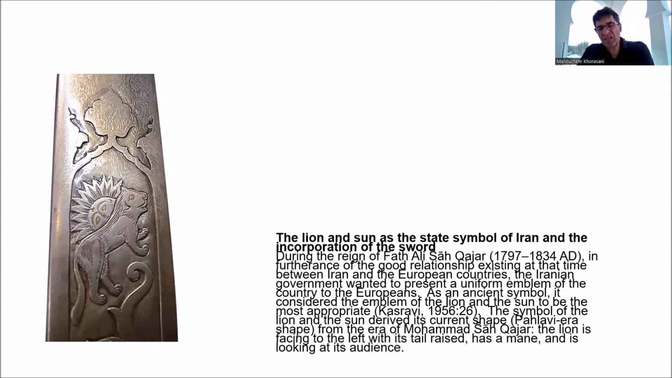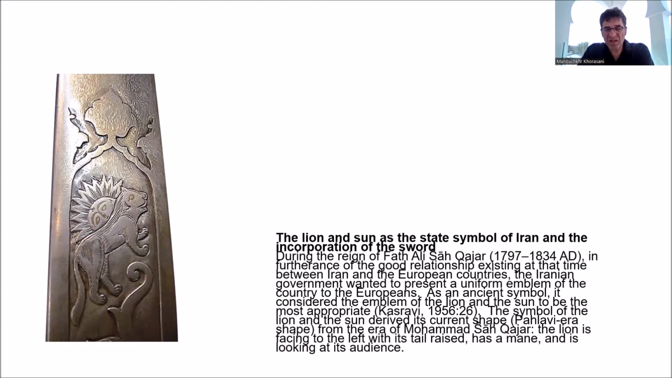Lion and the sun as the state symbol of Iran, and the incorporation of the sword during the reign of Fath Ali Shah Qajar. In the furtherance of the good relationship existing at the time between Iran and the European countries, the Iranian government wanted to present the uniform emblem of the country to the Europeans. As an ancient symbol, it considered the emblem of the lion and the sun to be the most appropriate.